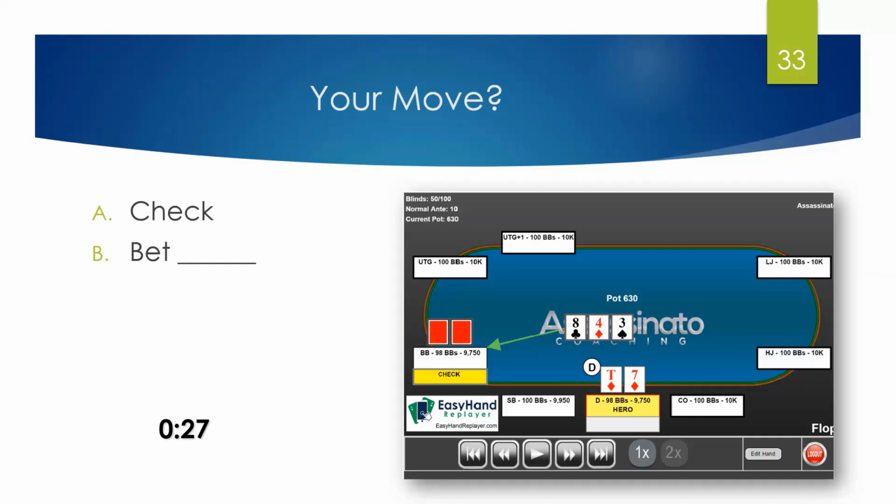A lot of people guessing min bet. One person guessed check. One person guessed over bet. What do you think it is? Mikey goes, whatever it is, don't check. All right.